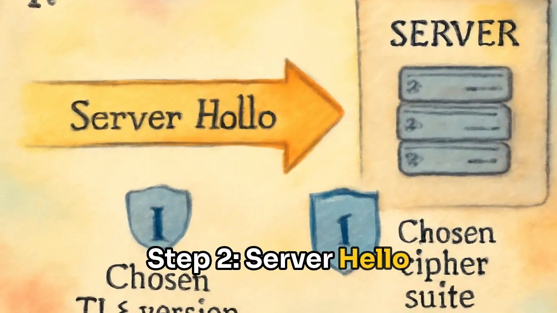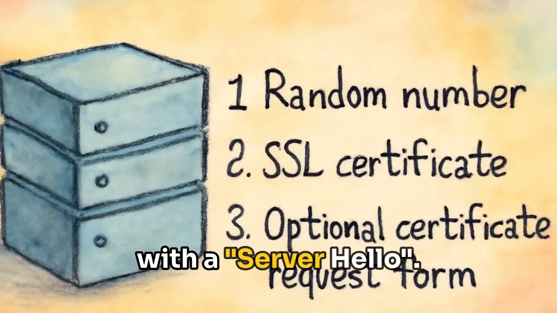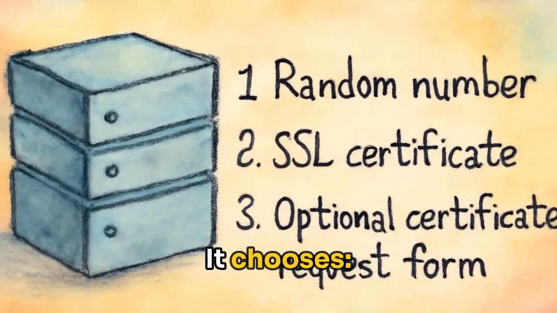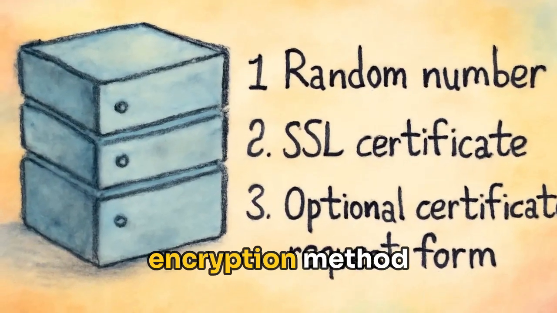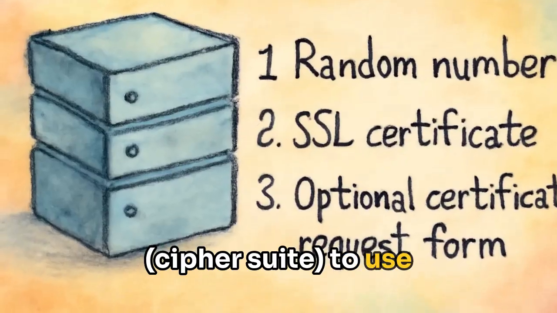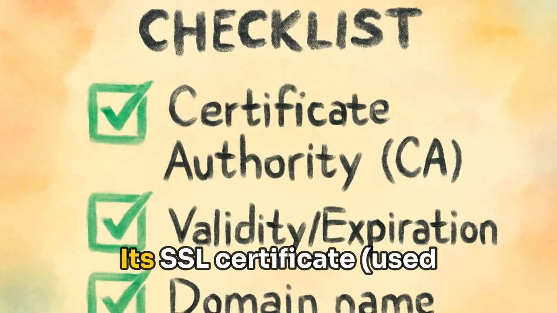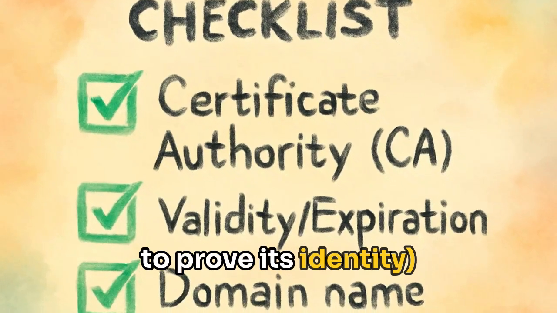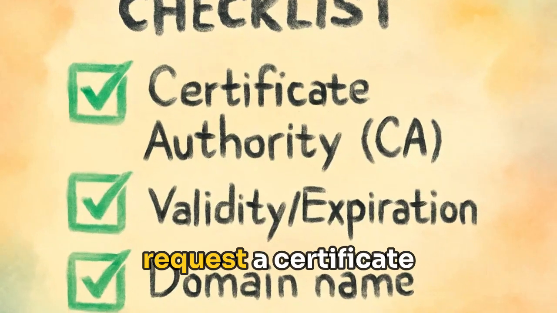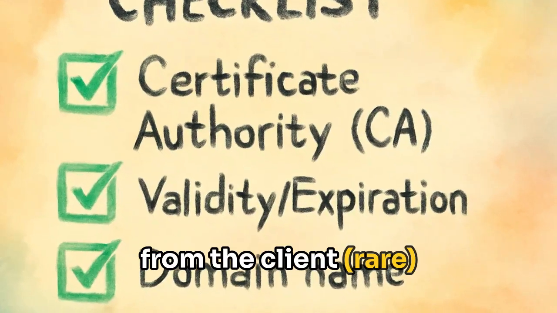Step 2. Server hello. The server responds with a server hello. It chooses the TLS version and encryption method, the cipher suite, to use, another random number, and its SSL certificate used to prove its identity. Optionally, it can request a certificate from the client.